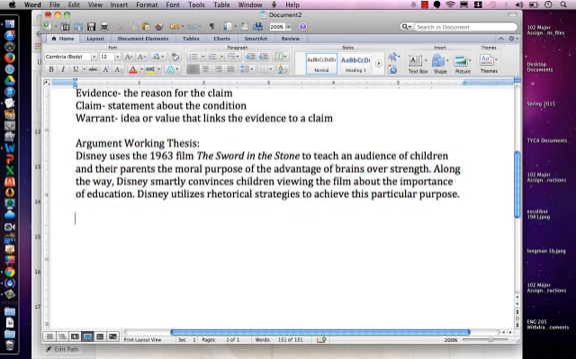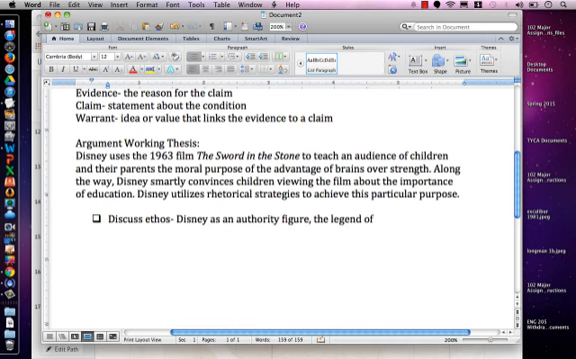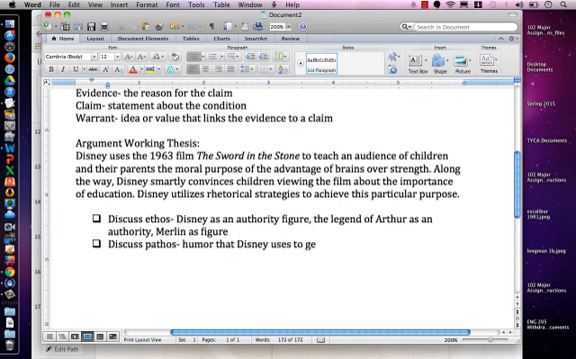So underneath that, I would probably do some brainstorming, and this would be a way to kind of help me think what direction I might take the paper in. Now, you can brainstorm by just free writing, you can brainstorm with your mapping, etc. I'm just going to make a list about the things that I might talk about. So I might say discuss ethos, and then I might talk about Disney as an authority figure, the legend of Arthur as an authority. It's been around for a really long time. Merlin as a figure. He's seen as a wise old man through the course of the legends that we've been learning about. I might talk about pathos, some of the humor that Disney uses to get their purpose across.